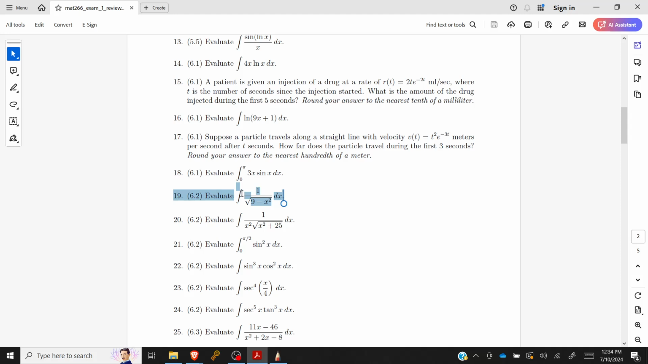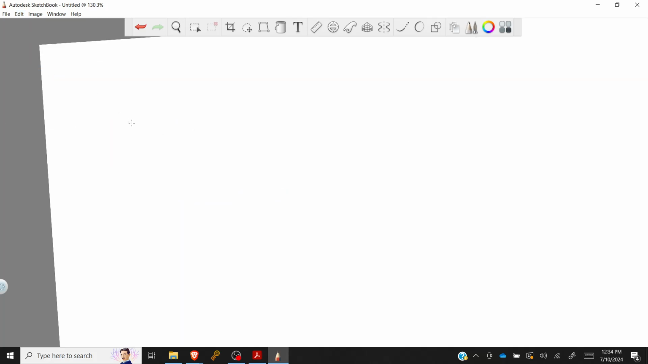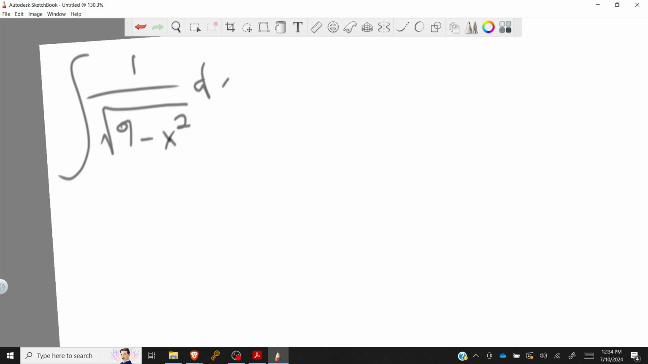Let's do number 19 here. This is going to be a trig substitution one. That was the integral of 1 over square root 9 minus x squared dx. So with these ones, I find it difficult to see what x is going to be equal to.